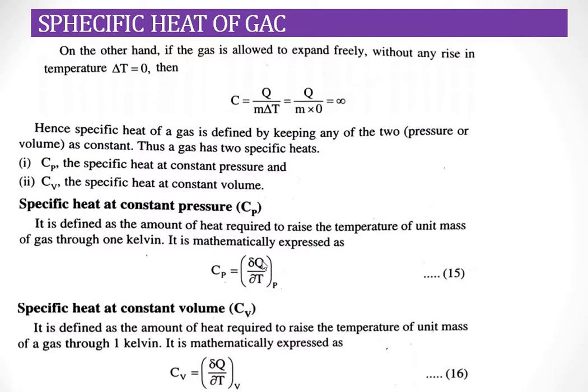So Cp is equal to delta Q by delta T, or this is a small amount, so we use dou Q by dou T at constant pressure. The specific heat at constant volume is written as dou Q divided by dou T at constant volume. It is the amount of heat required to raise the temperature of unit mass of a gas through 1 Kelvin at constant volume. So this is known as Cv and this is known as Cp.